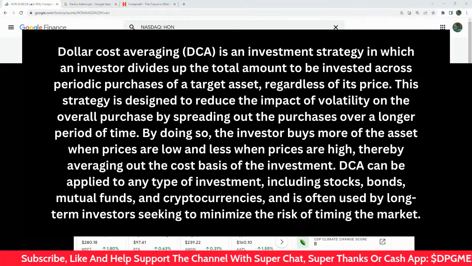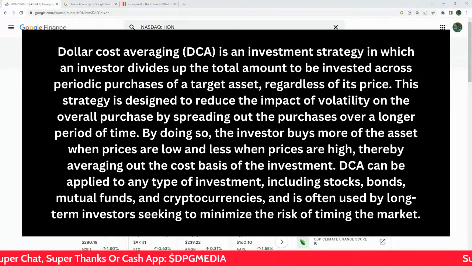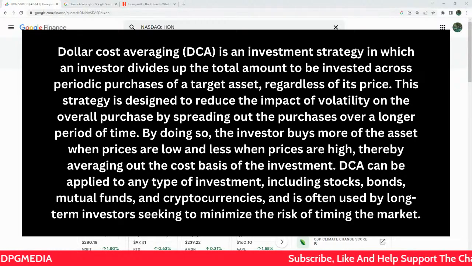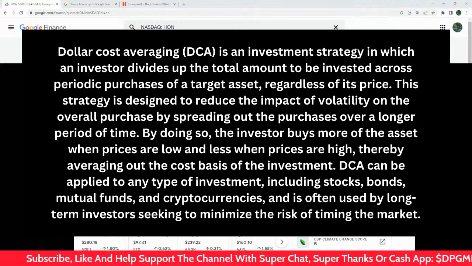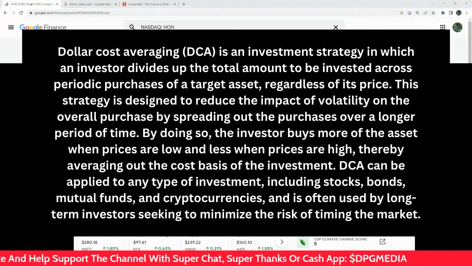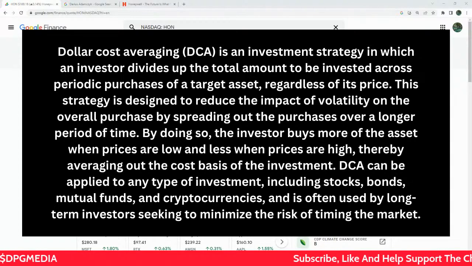The next definition, dollar cost averaging. You'll hear me say dollar cost averaging a lot in my videos. And here's the definition of dollar cost averaging. And I'm going to read it to you. Dollar cost averaging is an investment strategy. So what I'm doing is showing you a strategy. It's an investment strategy in which the investor divides up the total amount to be invested across periodic purchases of a target asset, regardless of the price.